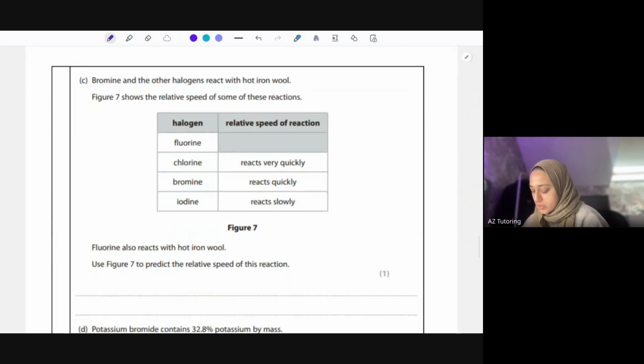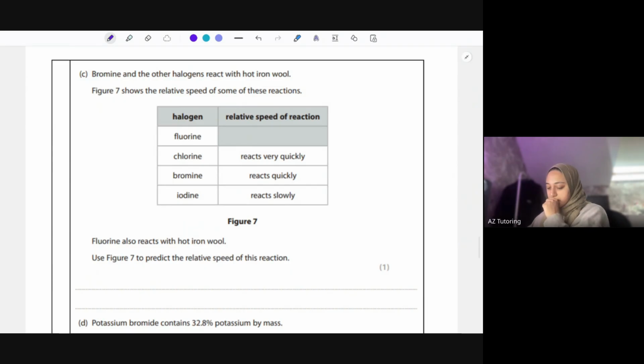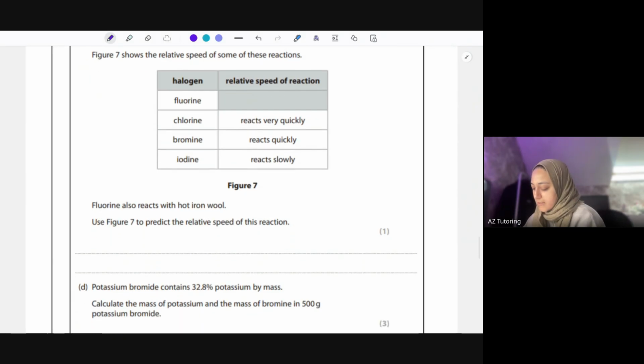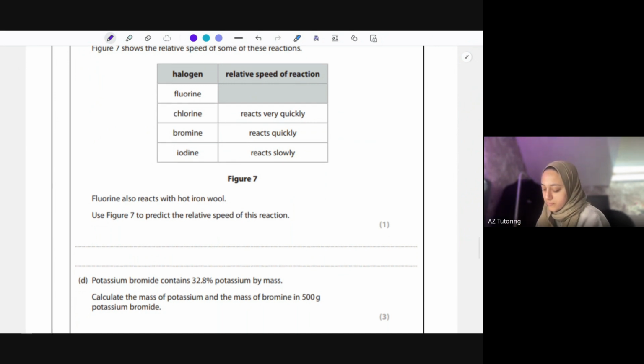Bromine and other halogens react with hot iron wool. Figure 7 shows the relative speed of some of these reactions. So we can see fluorine is not populated, chlorine quite quickly, bromine quickly, and then iodine slow, so it reacts slower as you go down. So fluorine also reacts with hot iron wool.